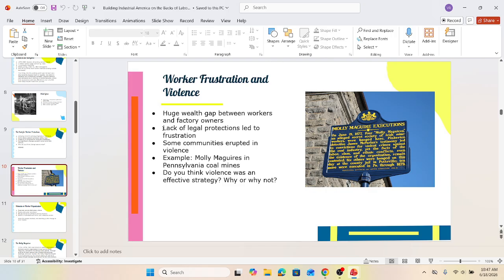A lack of legal protection led to frustration, and some communities actually erupted in violence. There were several different kind of violent explosions where people just lost it. So the Molly Maguires was an alleged secret society of Irish mine workers. And they were convicted for violent crimes against the coal industry because they fought back against their circumstances. Perhaps violence was not an effective strategy. Perhaps they felt like no other strategy was being heard. But the Molly Maguires were convicted of violence and actually hanged as a result.